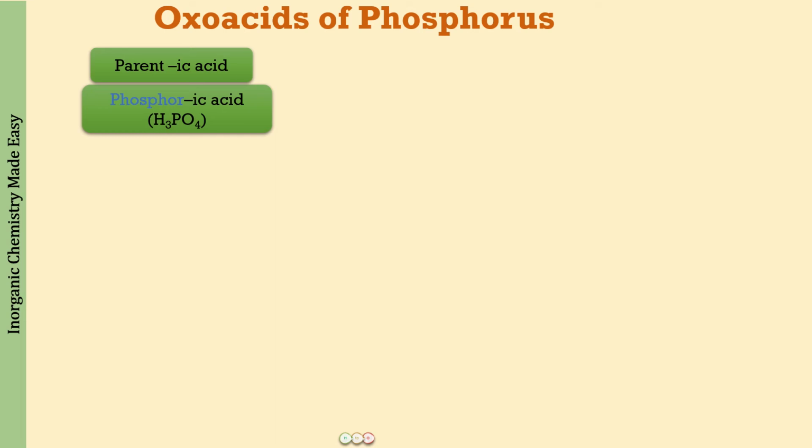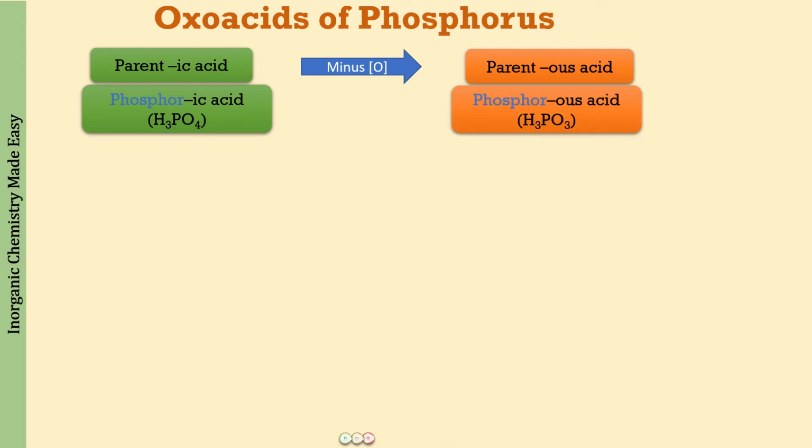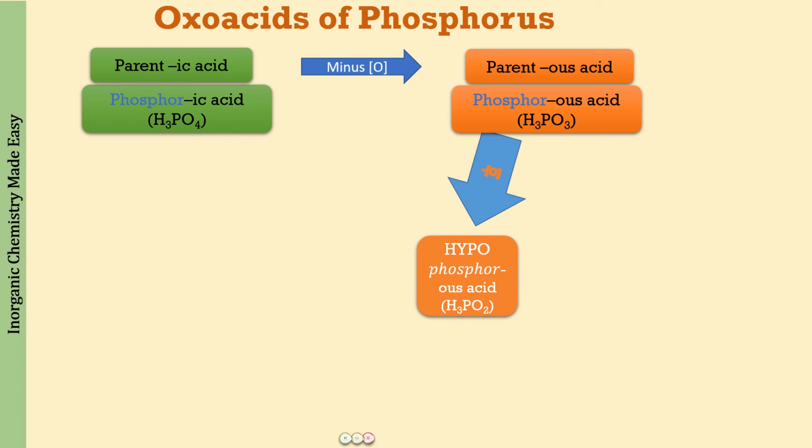And from the per-ic acid, if you want the per-ous acid, what are you going to do? Minus one oxygen. So minus one oxygen from the -ic acid, you get -ous acid, and from phosphoric acid, H3PO4, minus one oxygen is going to be H3PO3. So that will be phosphorous acid. From phosphorous acid, we are going to subtract one oxygen to get hypophosphorous acid. So that is going to be H3PO2.